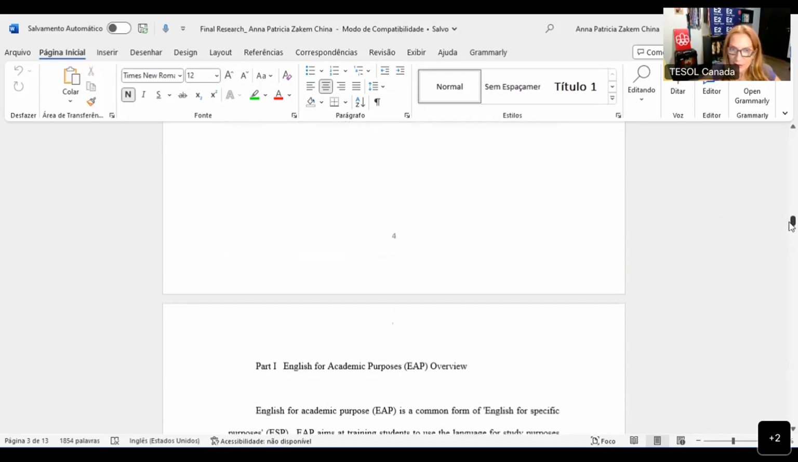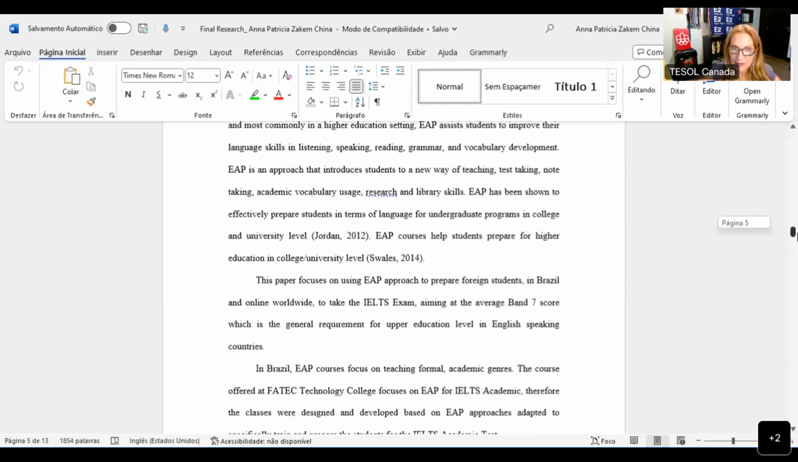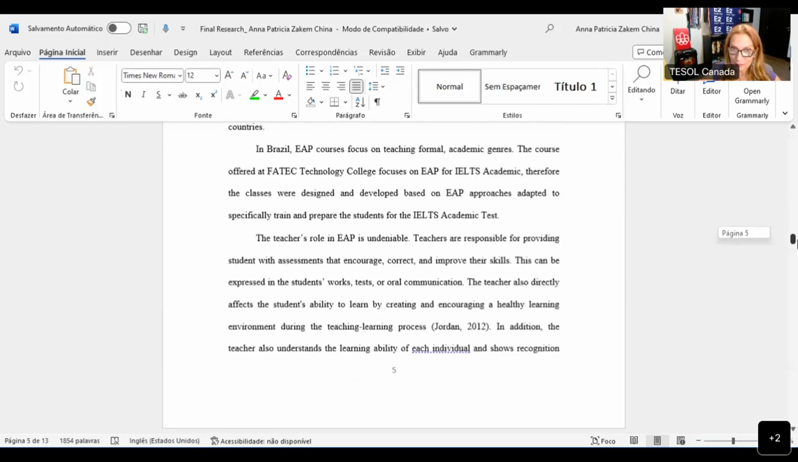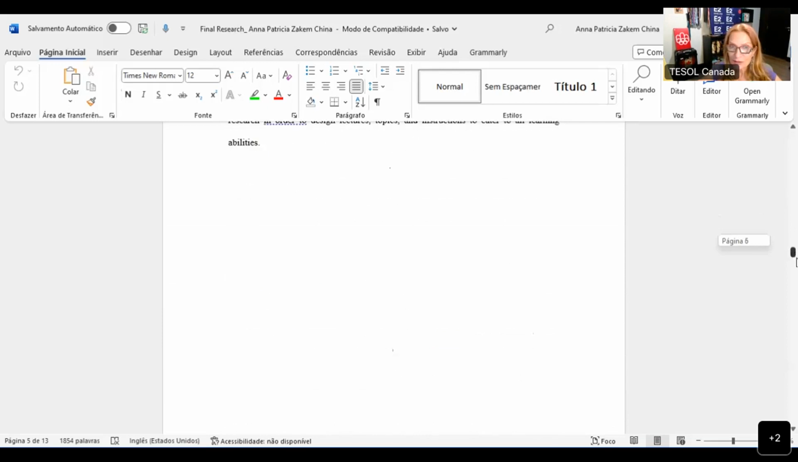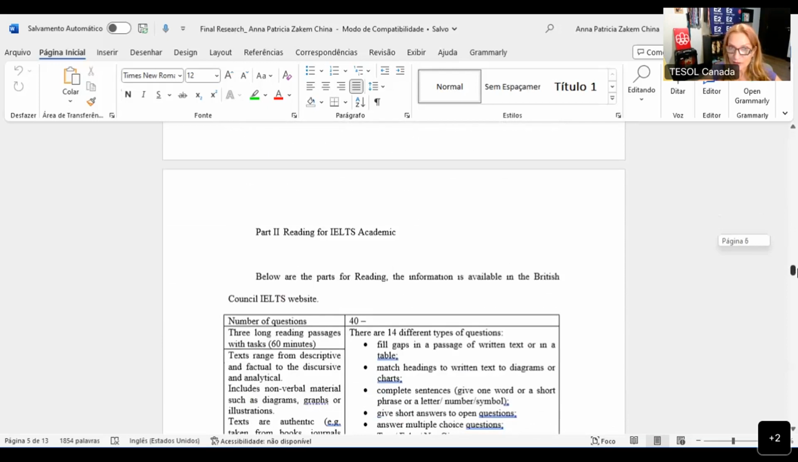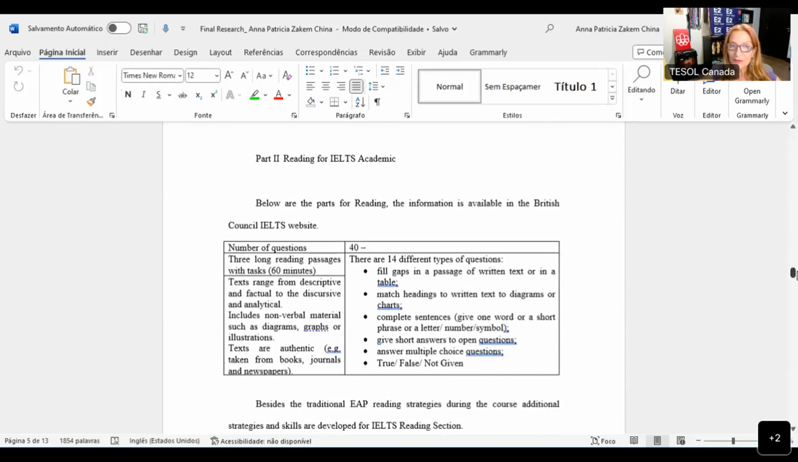So then I go to part 1, which is the overview. I write about English for academic purposes, and then I narrow it down to Brazil, because this is my research. I use references, Jordan, that support my position on academic teaching. And now I define, I go with documents.